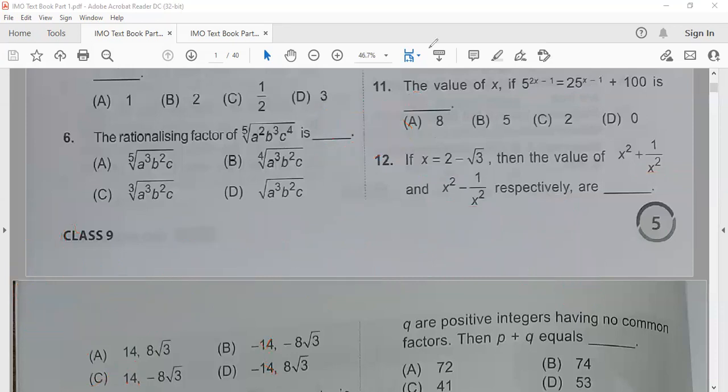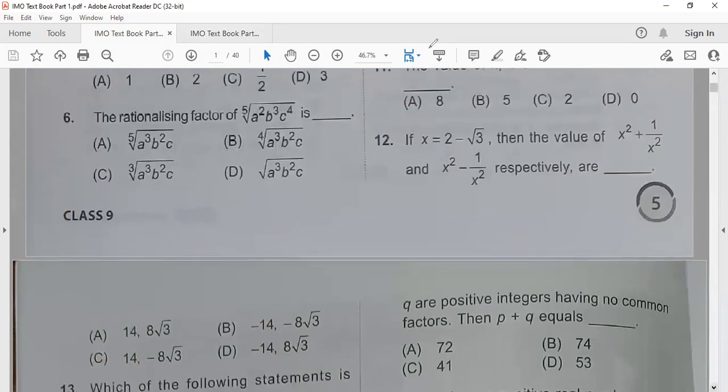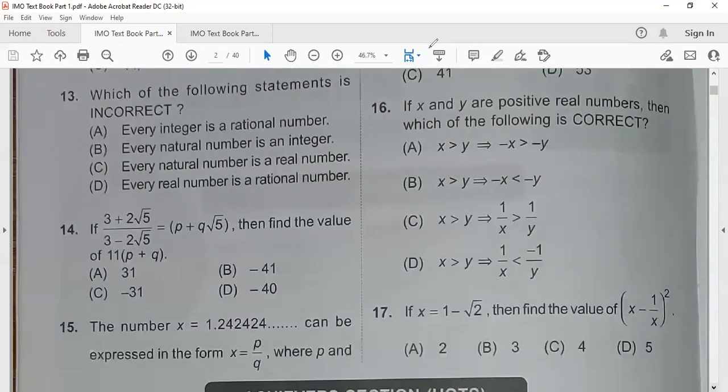Now next question. 13. Which of the following statements is incorrect? Every integer is rational. Of course, every natural number is an integer. Yeah. Every natural number is a real number. Every real number is this number. No, this is not correct. So D is the correct option. You can go through with D.